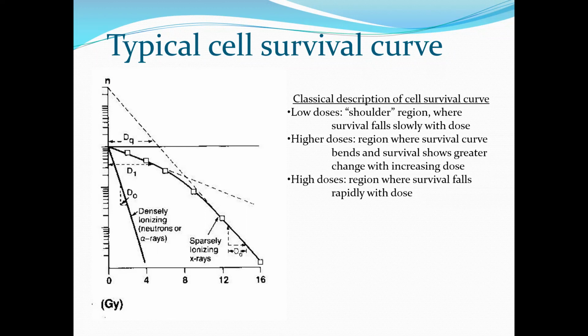My question is why there is no shoulder in densely ionizing? What different mechanism is happening in sparsely ionizing that you see different survival curves? And the second question, which radiation is more sensitive, densely ionizing or sparsely ionizing?